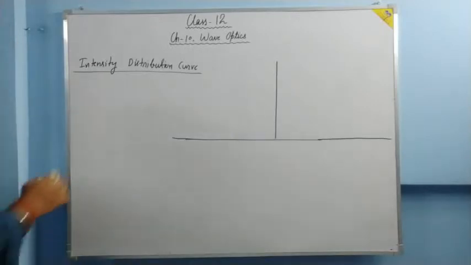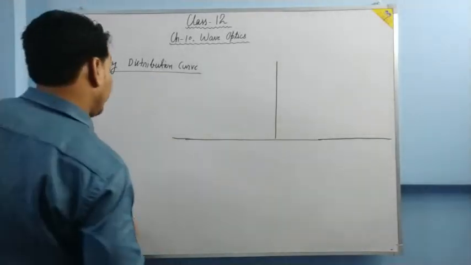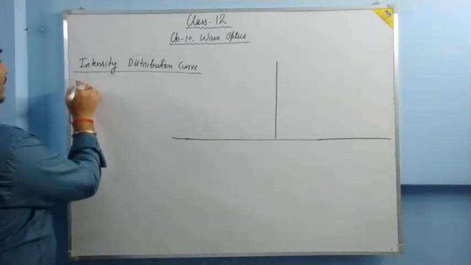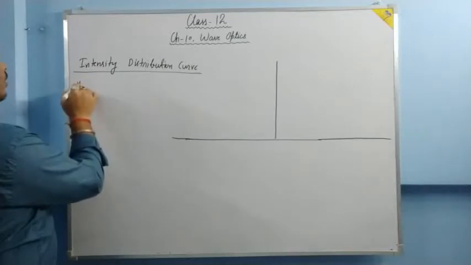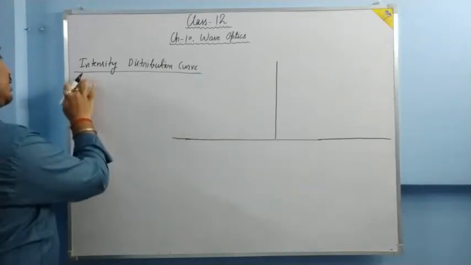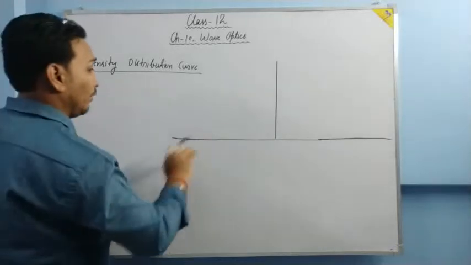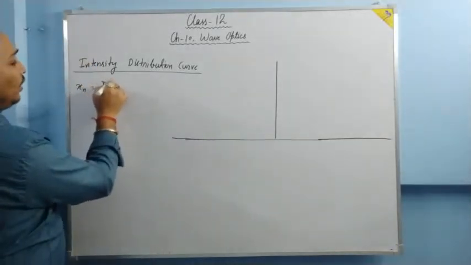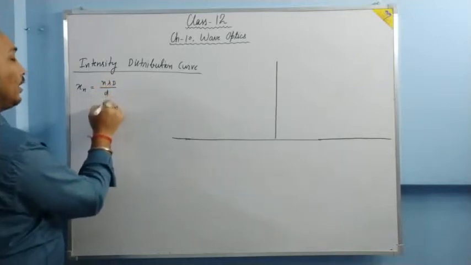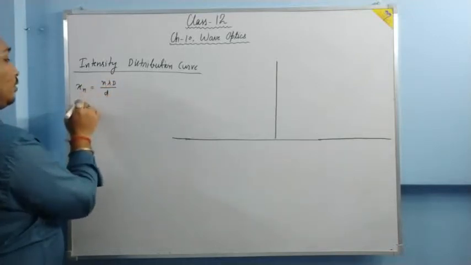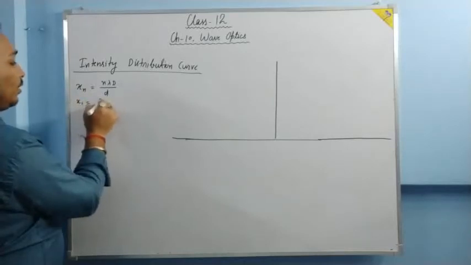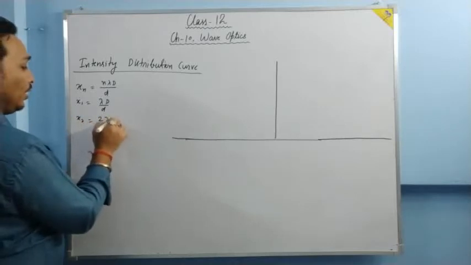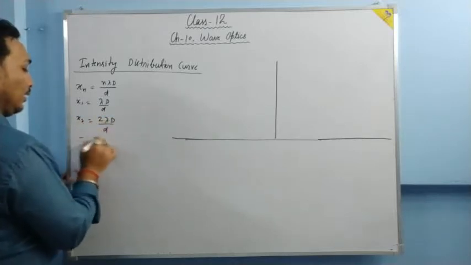Okay, the next topic is intensity distribution curve. All we know about the position of maximum in y, and let me write x because we are defining the position at x-axis. So xn is equal to n lambda D by d. So from here, the first maximum will be formed at lambda D by d. Second will be 2 lambda D by d, and it will go on so.